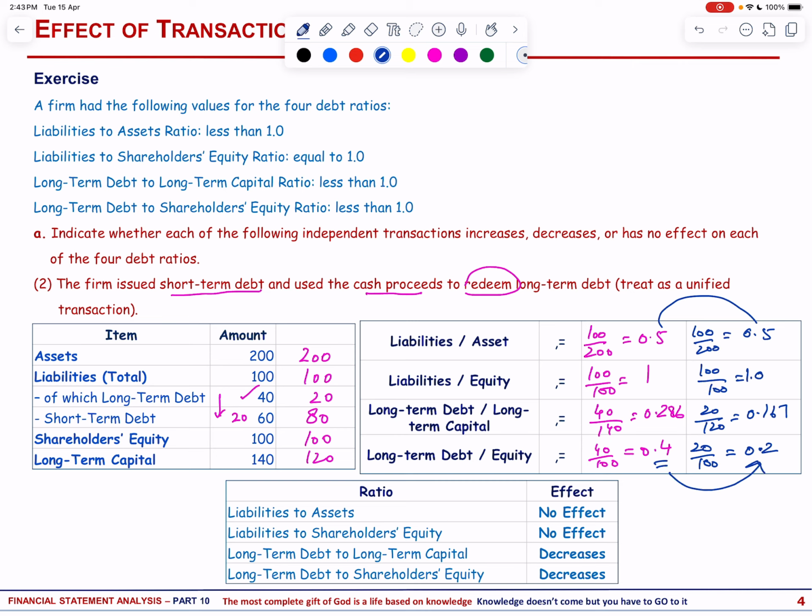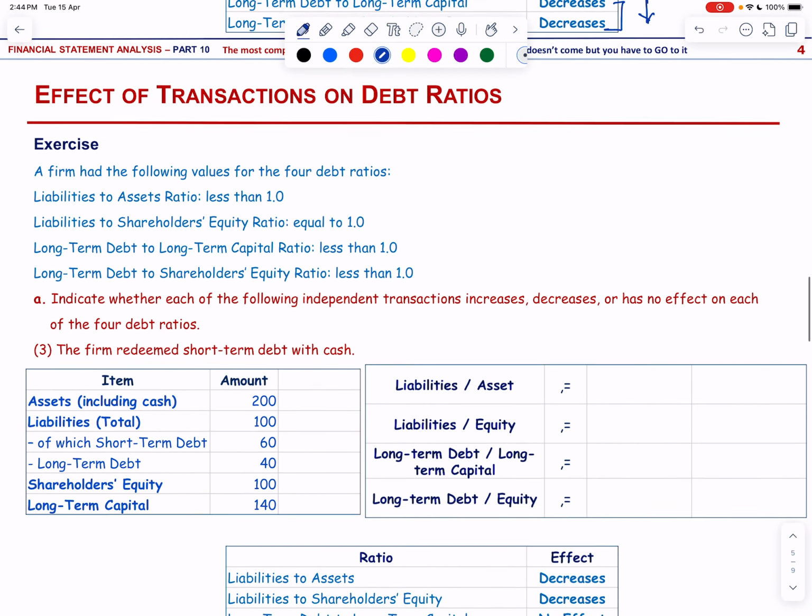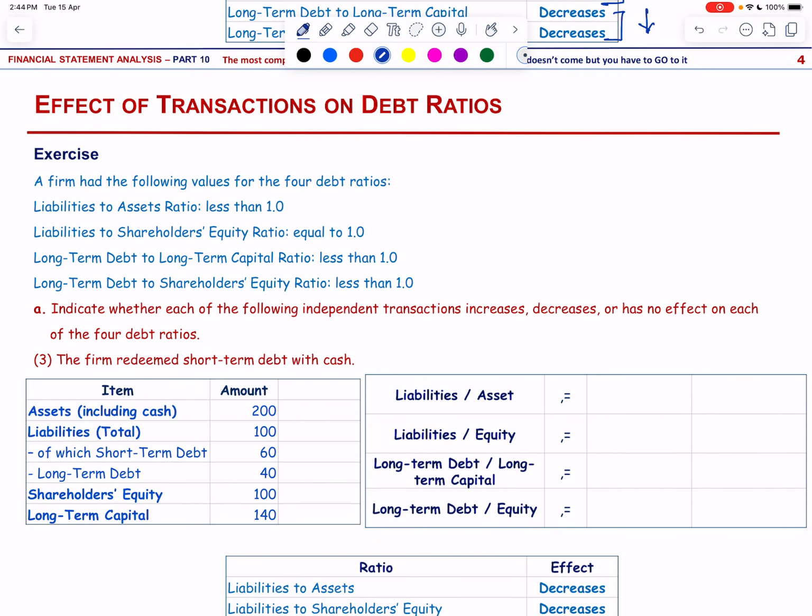So if we want to summarize, we can see that the liabilities to assets and liabilities to shareholder equity remain unchanged, there is no effect, while the other two ratios, long-term debt to long-term capital and long-term debt to shareholder equity, decrease for these changes. Okay, now let us move on to part C, where the firm has redeemed the short-term debt with cash.